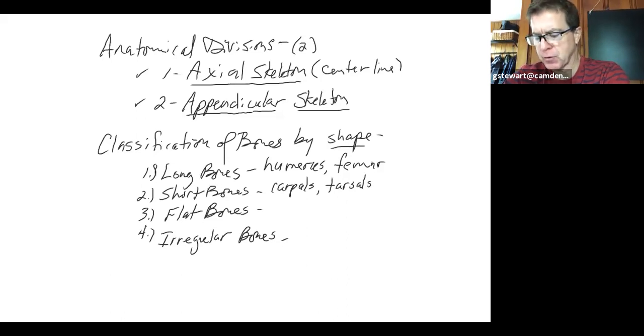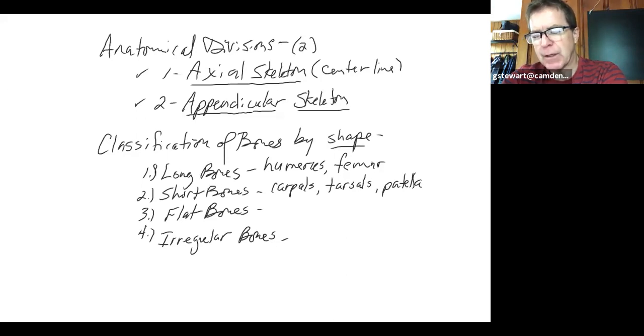These are typical short bones. There are also special sesamoid bones. I'm just going to add this one, the patella, which is the kneecap, as an example of a short bone. Flat bones, just like they described, they are flat.